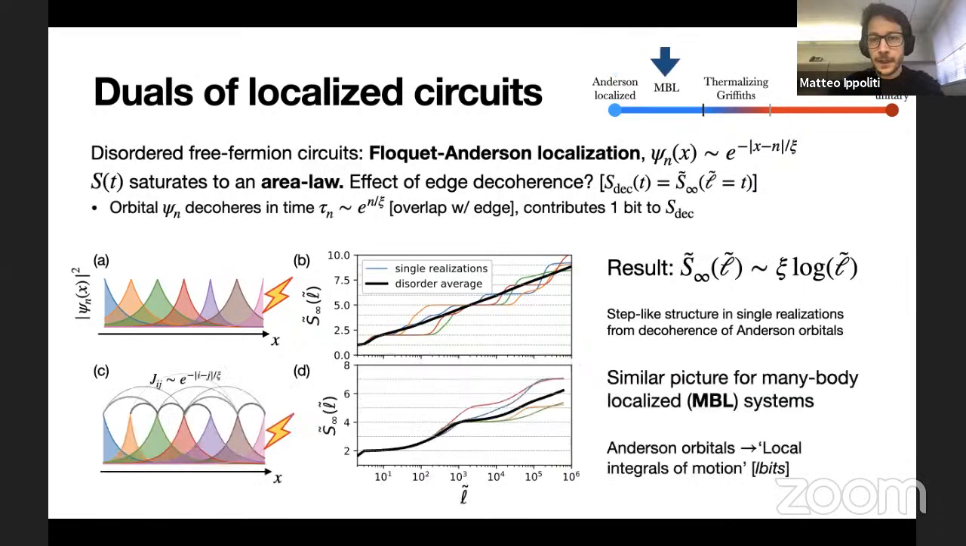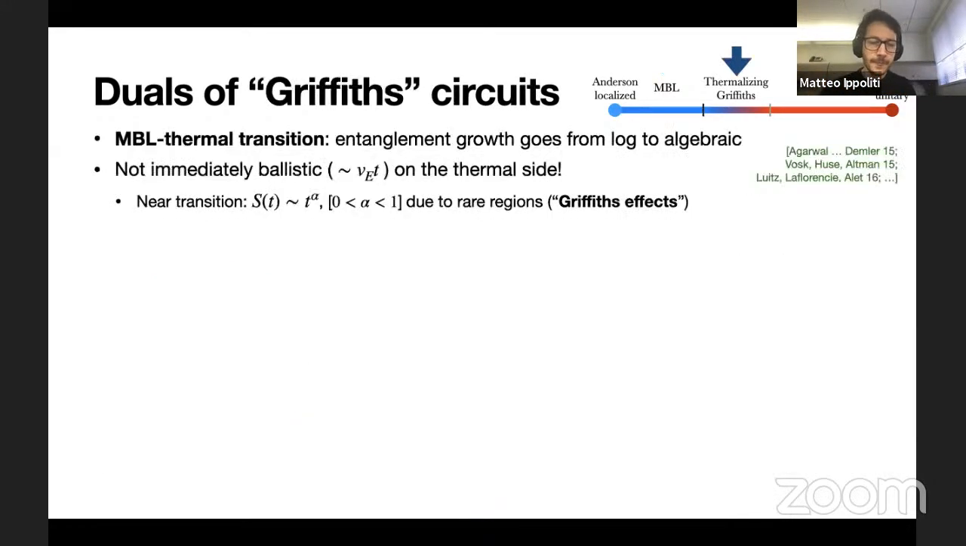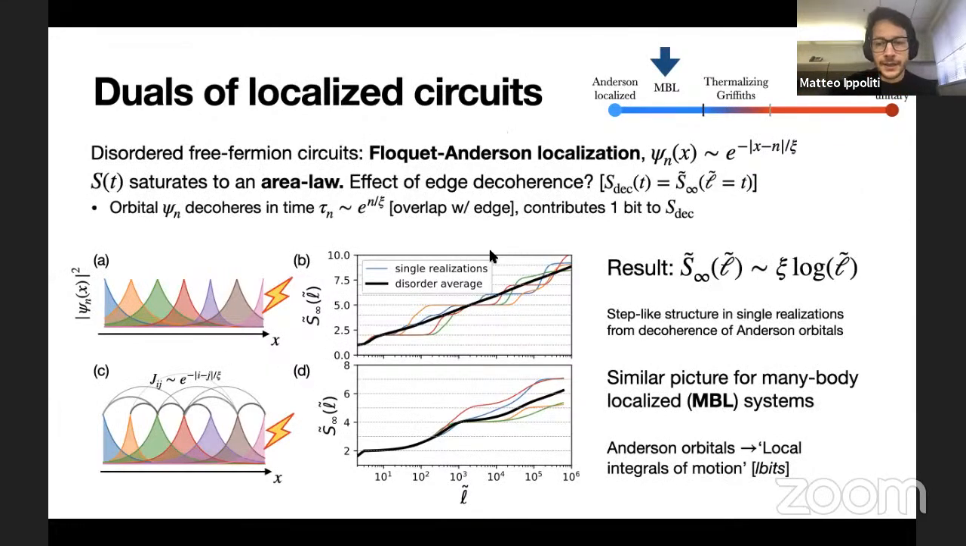And then, interestingly, the same picture survives in MBL. We can turn on weak interactions, and the system can remain localized, except now, instead of Anderson orbitals, you have so-called local integrals of motion, or LBITs. These are very similar objects, except they also interact, so they dephase one another with some J-ZZ type interaction. Right, and so we get a similar logarithmic divergence in that case.